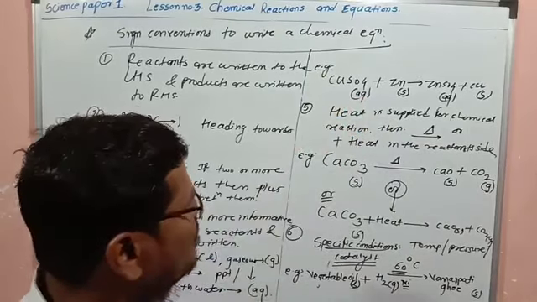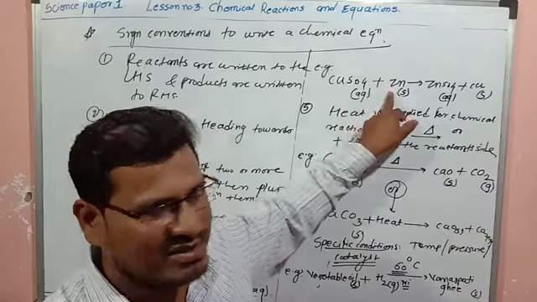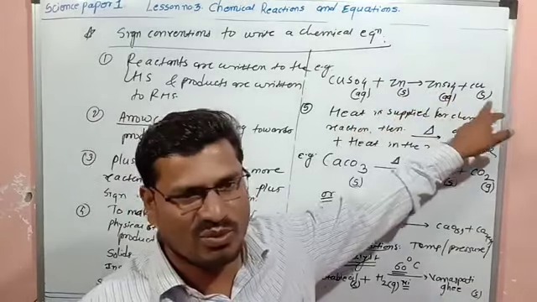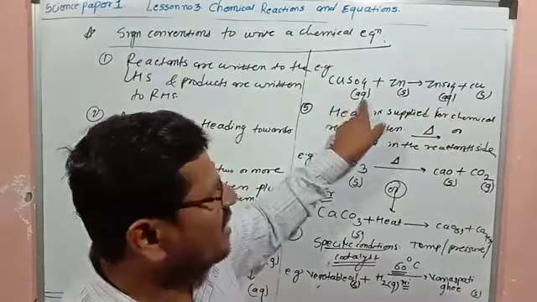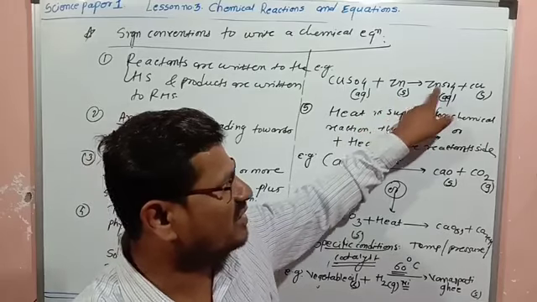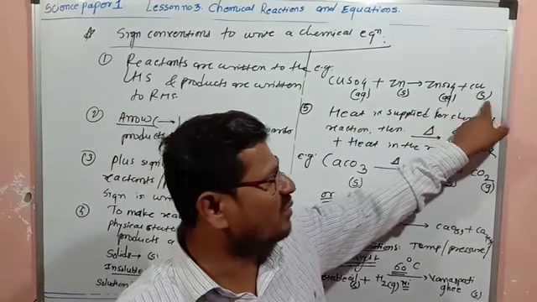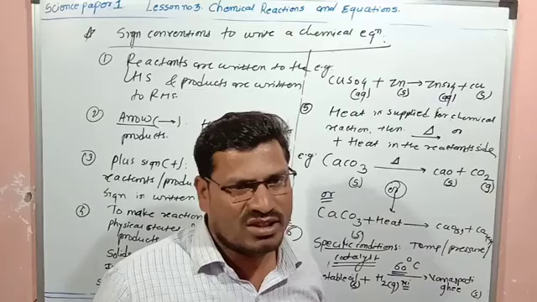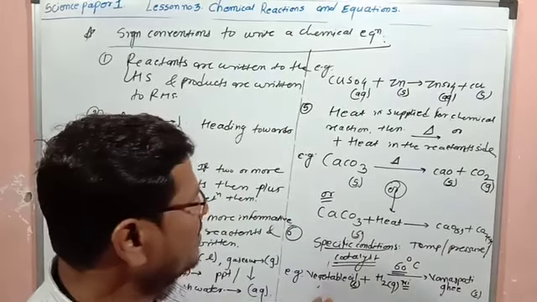As an example, we have taken copper sulfate plus zinc dust, which gives ZnSO4 plus Cu. Copper sulfate is aqueous, zinc is solid, zinc sulfate is aqueous, and copper is in the solid state. In this way, we have written the physical states.